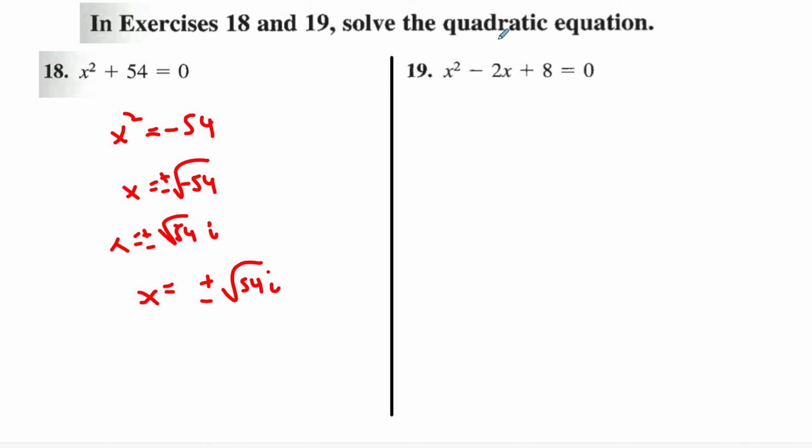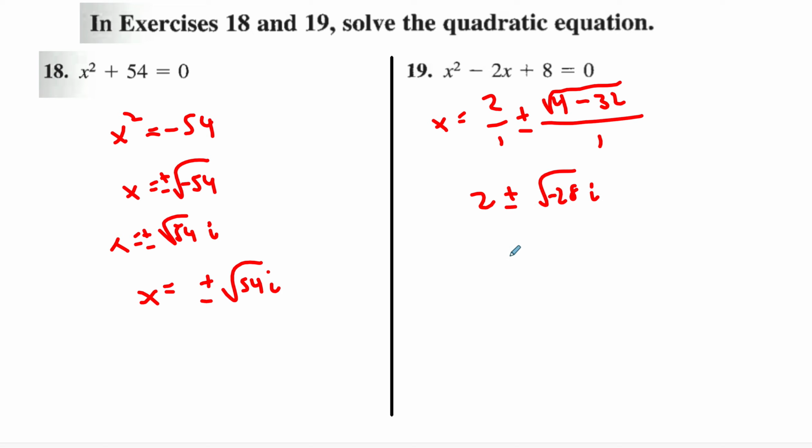That's it. Here, because it's quadratic in standard form and has a b term, x equals opposite b over 2a plus or minus the square root of b squared, which is 4, minus 4 times this, so minus 32 over 1. So this is 2 plus or minus the square root of negative 28, I got ahead of myself. 2 plus or minus the square root of 28, which is technically 4 times 7, so 2 root 7i, right?